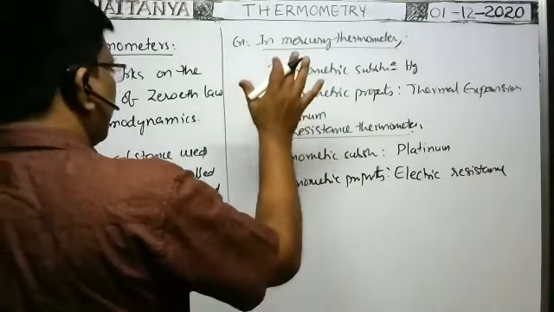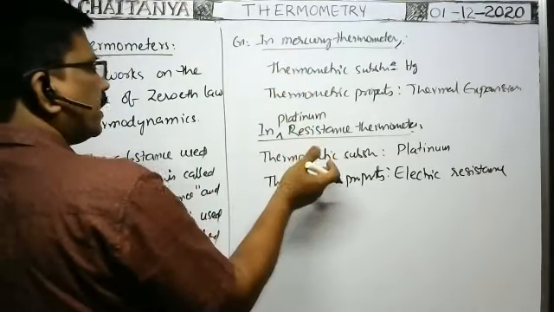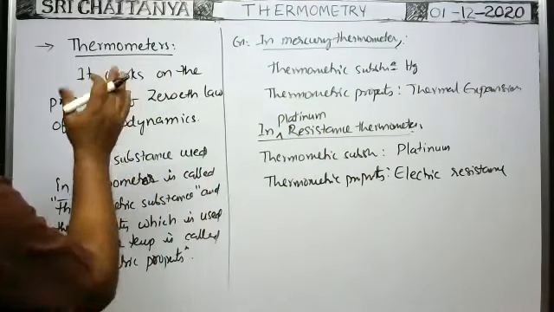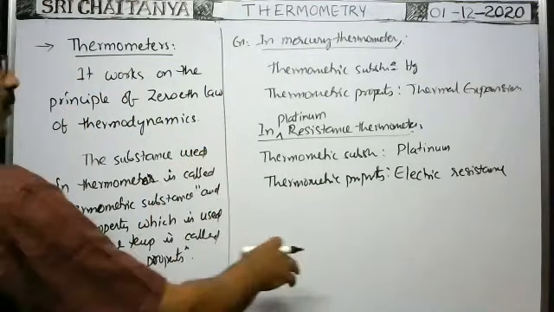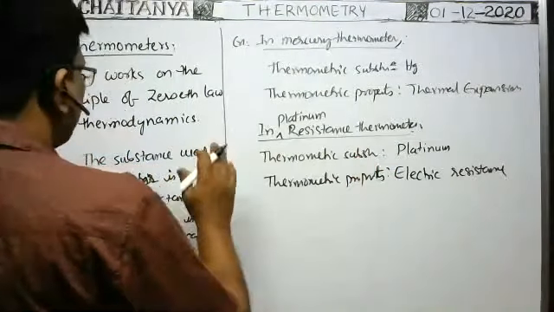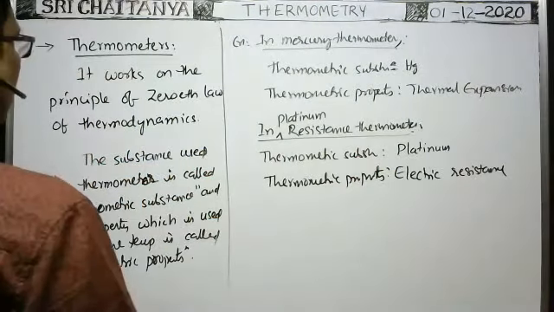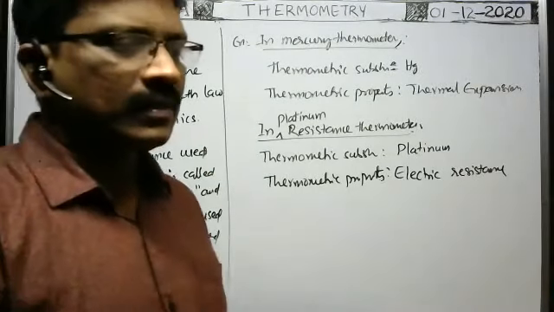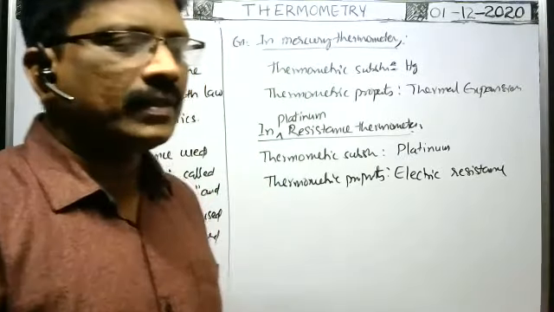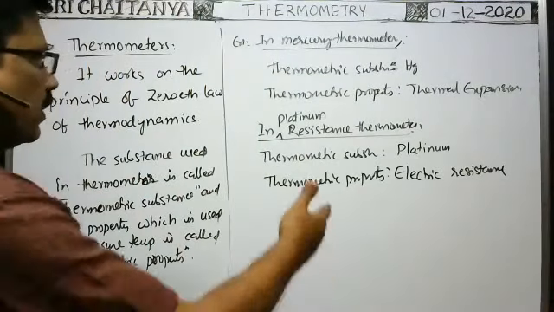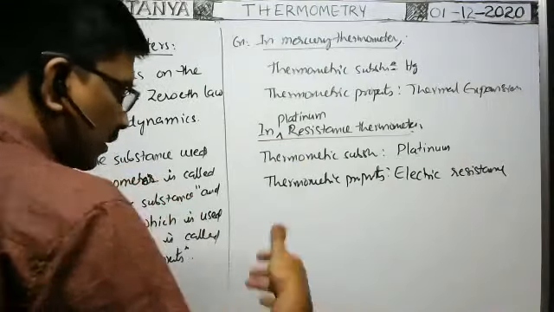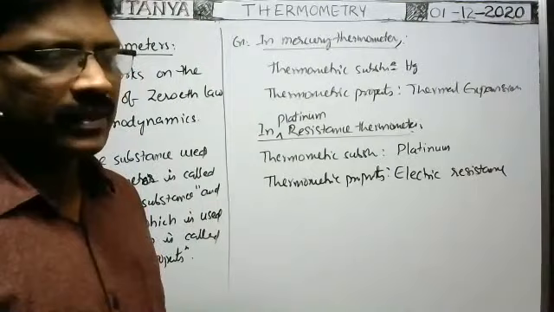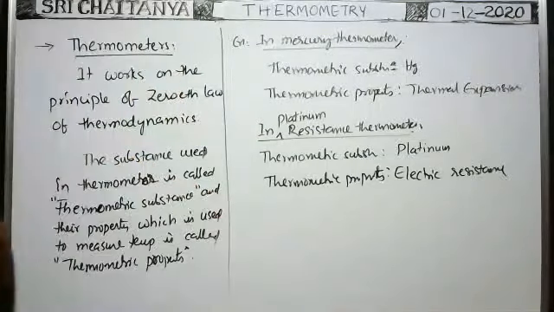Based on this thermometric property of the substance, that substance is used in the thermometers. By using this thermometric property, we can measure the temperature. Now, there are different types of thermometers: liquid thermometers, gas thermometers, resistance thermometers, and one more, the thermocouple thermometer. We have to discuss them one by one.